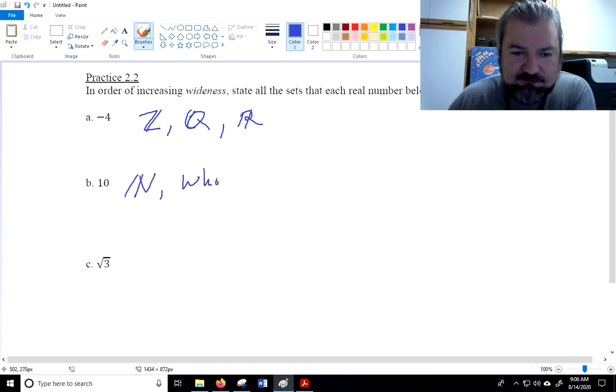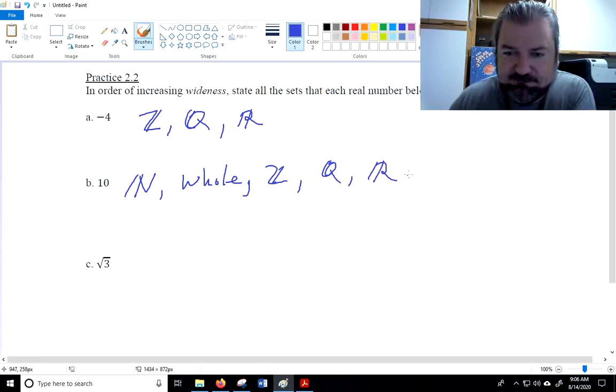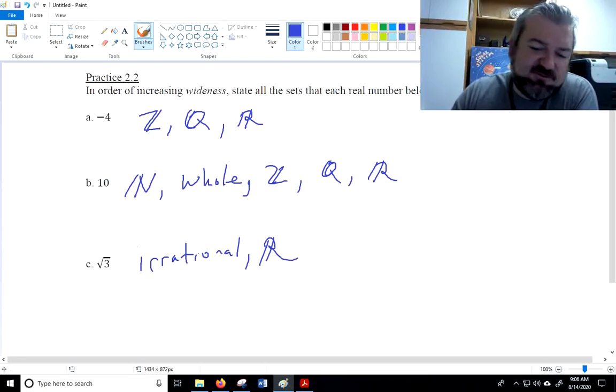It's a whole number. It is an integer. It is definitely rational. It is a real. The square root of 3 is a decimal with no pattern. It's because it's not a perfect square. So this number is irrational. And it is real. All right, hopefully I had some success there.